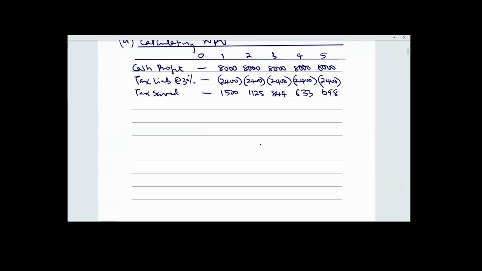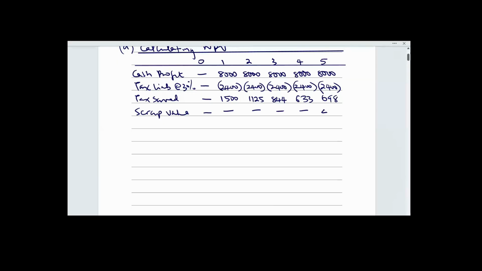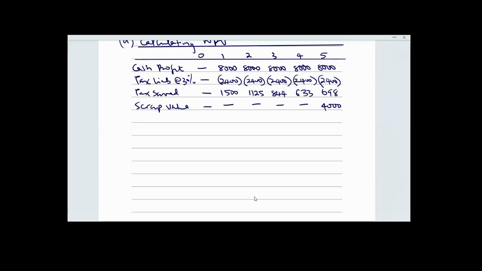So the next item will be the scrap value. The same format that you normally use to compute your NPV is what you are following here. Scrap value is 4,000 at the end of the useful life. Let me confirm. Yes, 4,000 trading value. Then we have the initial cost, the initial outlay of the machine, which is 20,000 naira in year 0. If you have working capital, you consider it, but in this question we are not given any working capital.